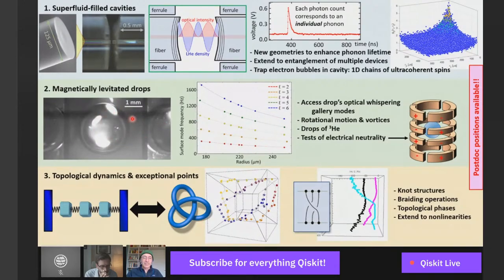We've learned how to levitate big drops in vacuum. We've measured their basic mechanical vibrational modes, and we're working on next steps here, hoping to access some really interesting physics. The very last thing that we're doing is using some conventional optomechanical devices to explore topics in non-Hermitian dynamics.